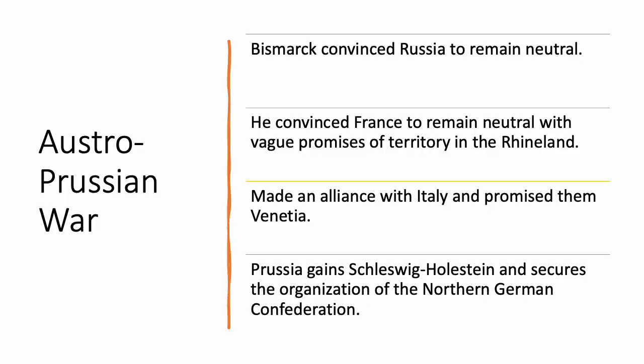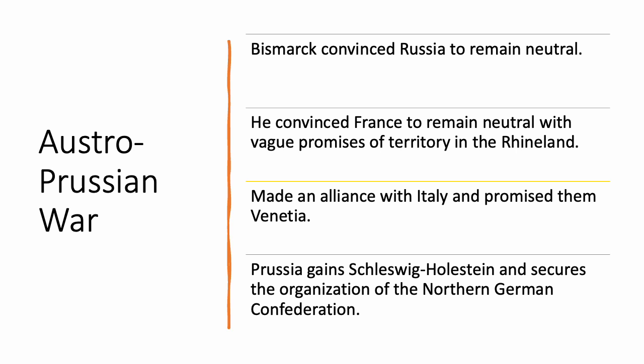The next war that Otto von Bismarck is going to push for is the Austrian or Austro-Prussian War. So when this war takes place, Otto von Bismarck convinces Russia to remain neutral. He also convinces France to remain neutral. He does this by promising them territory in the Rhineland. He's also going to make an alliance with Italy and promises them the province of Venetia.